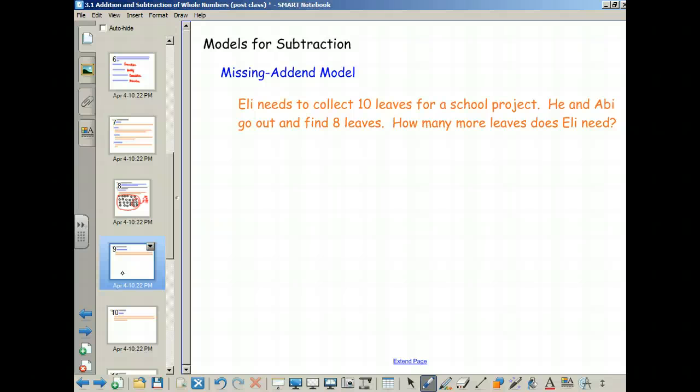So if you have an example like this: Eli needs to collect 10 leaves for a project. He and Abby go out, they find 8 leaves. How many more leaves do they need? Okay, so I'll draw the picture first that your book mostly draws. We need 10 leaves, but we only have 8. So we draw the 8 leaves we have.